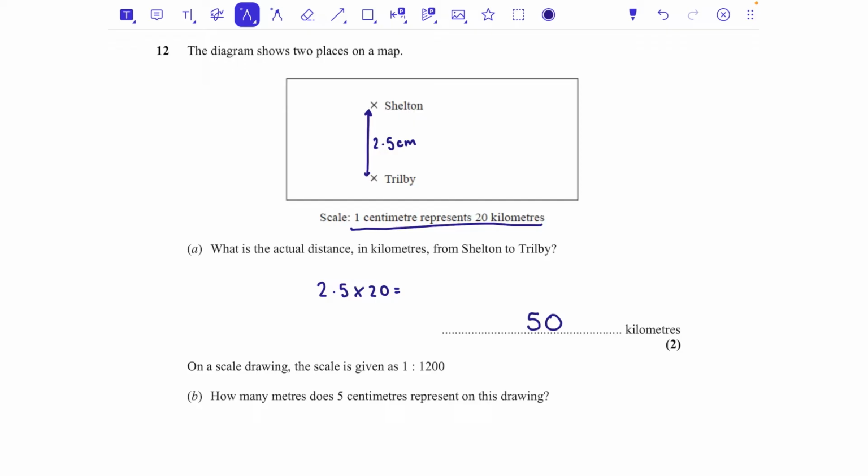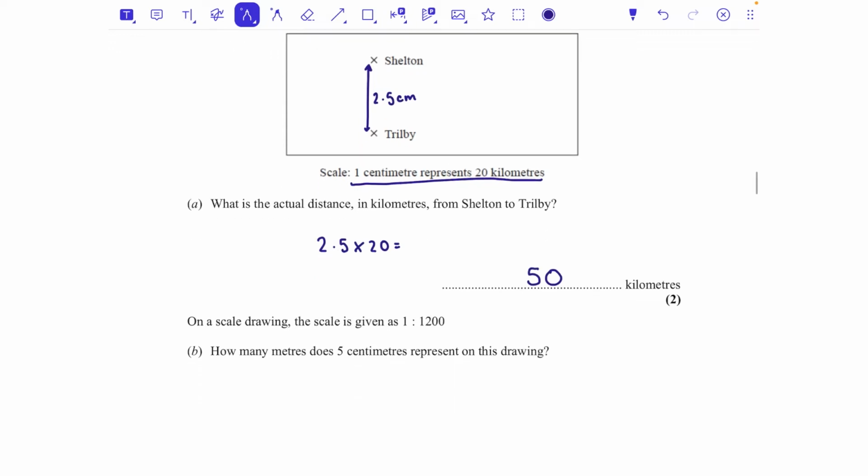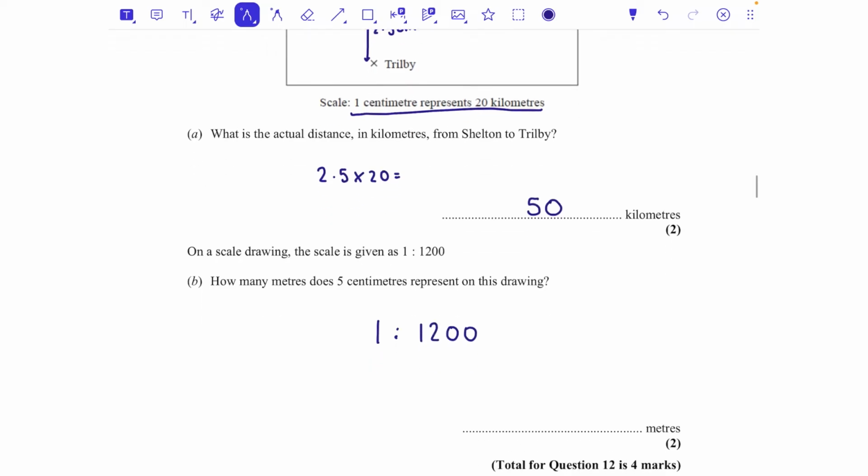On a scale drawing, the scale is given as 1 to 1,200. How many metres does 5 centimetres represent on this drawing? So what we're saying here, if the scale is 1 to 1,200, is that to get to real life, we need to multiply by 1,200. Real life is 1,200 times bigger than on the drawing.